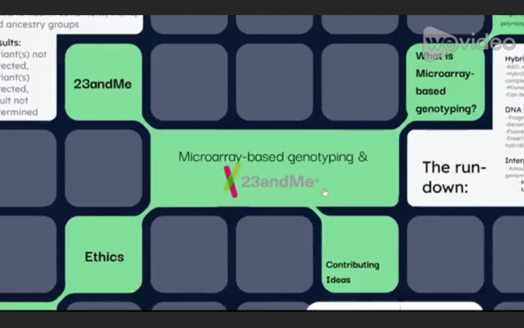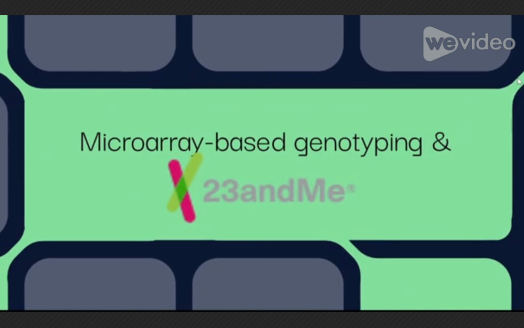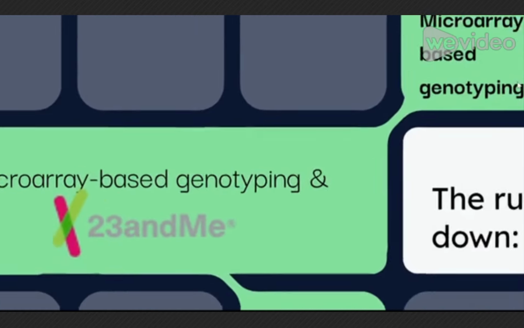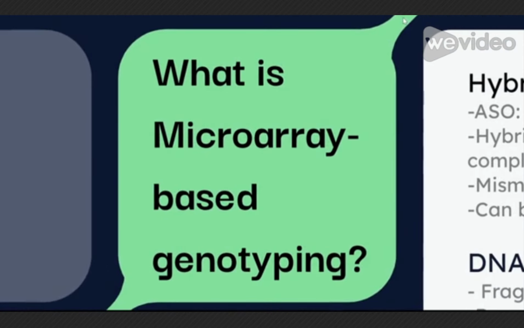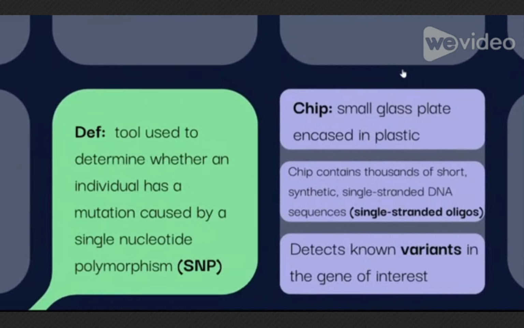Today, we will be reviewing the process of microarray-based genotyping, as well as its uses by companies such as 23andMe and its points of ethical concern. So what is microarray-based genotyping? Microarray-based genotyping is a genetic tool used to determine if an individual has a mutation caused by a single nucleotide polymorphism, also called a SNP.